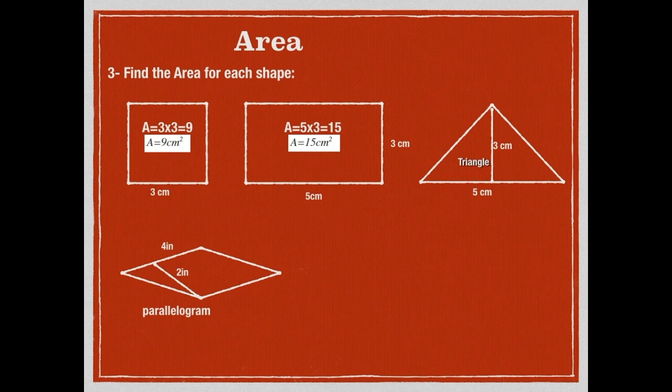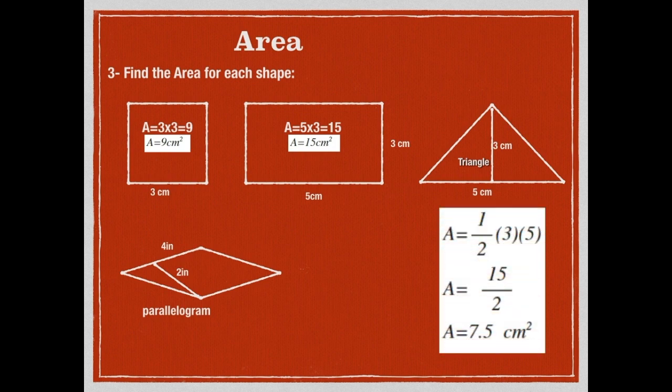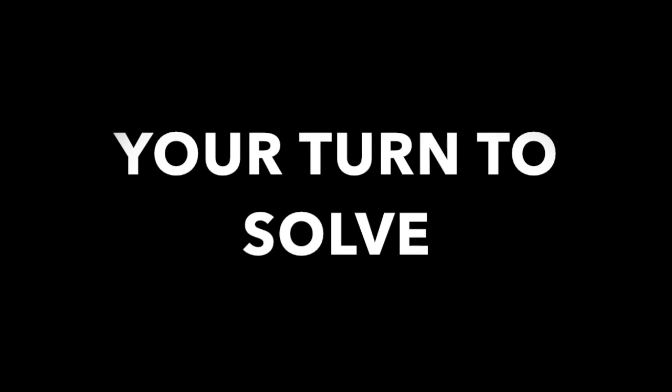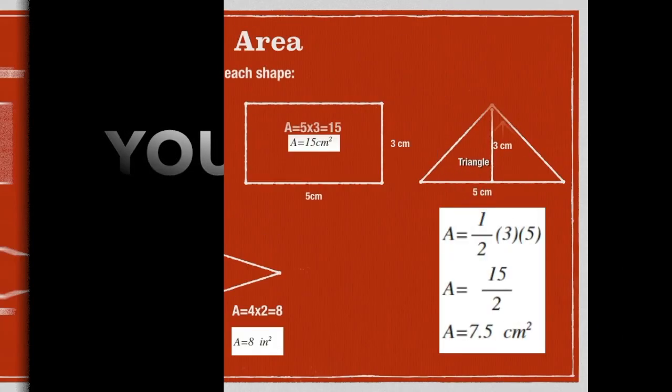For the triangle, you're given the height and the base, half base times height. Okay, just calculate that. For the parallelogram, multiply base by height. The base is given 4 and the height on this base is 2. Multiply them. Now it's your turn to solve some questions. Pause the video and try.